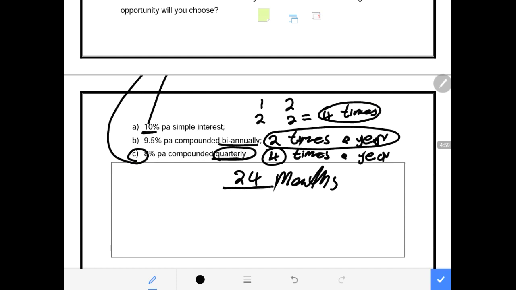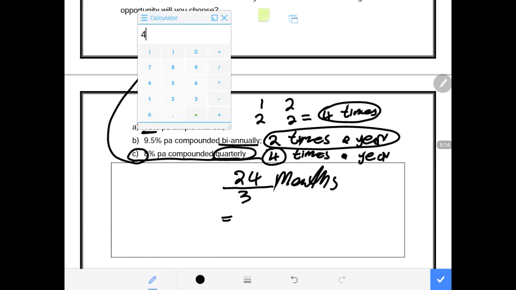the number of months in a compounding period. In the case of a quarter, we say in a quarter we have how many months? A quarter is 3 months. So now we need to say how many 3 months, or how many quarters, do we have in 24 months. If you say 24 divided by 3, this will give you 8, meaning it will be 8 compounds, same as I did with the previous one.